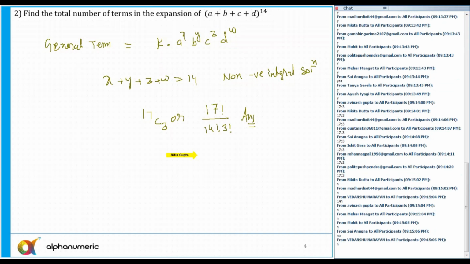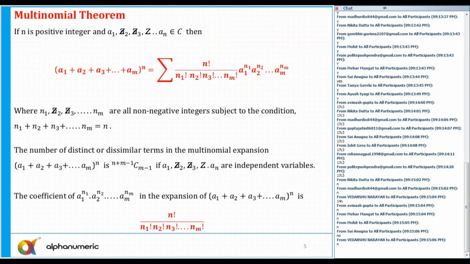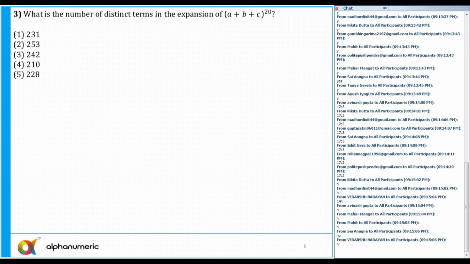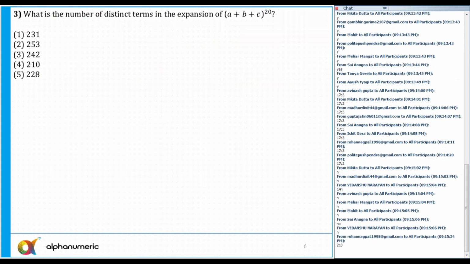Now let's move to the next part. So this is the general formula. All right, so I'm moving to the next question now. It is not necessary to mug up these formulas. Now tell me, what is the number of distinct terms in the expansion of (a + b + c) raised to power 20? What is the number of distinct terms in the expansion of this? I need to find the total number of terms.